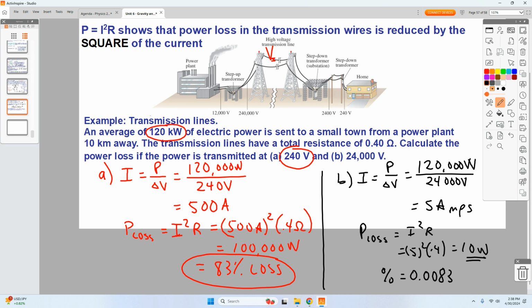This allowed us to say, hey, we're going to go ahead and run everything AC as long as we can transmit it at really high voltages. But you're going to kill people. Yes. They transform it back down to make it safe to work with. Okay?